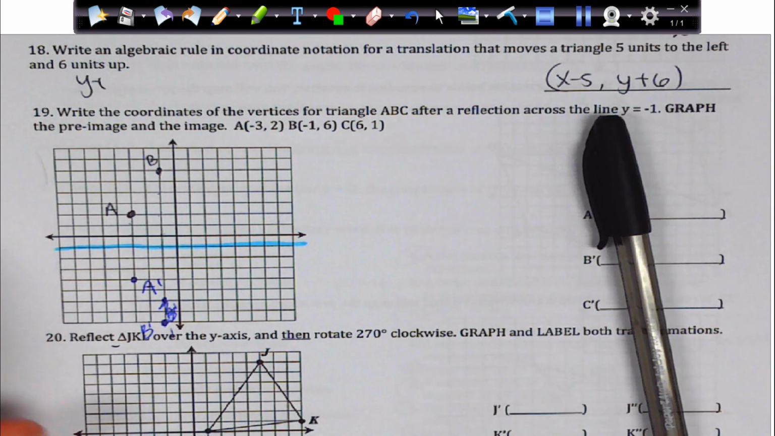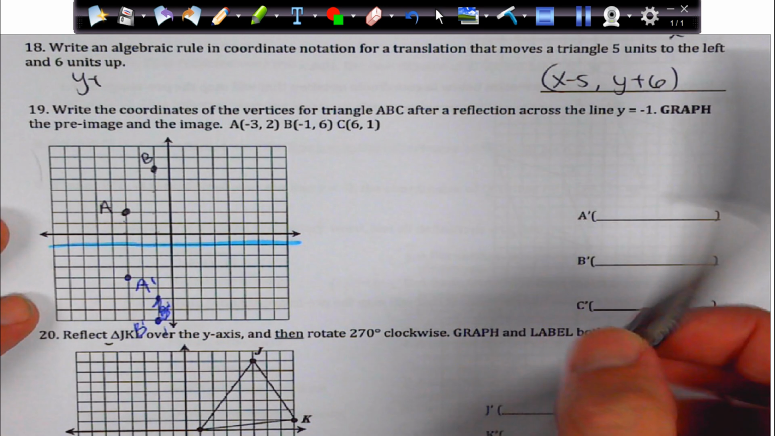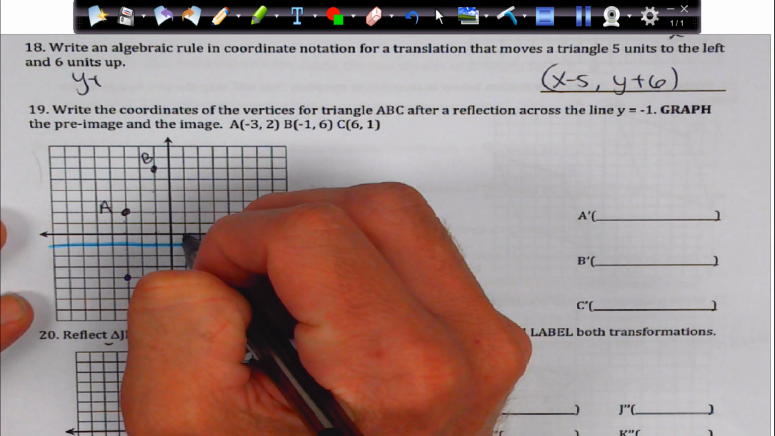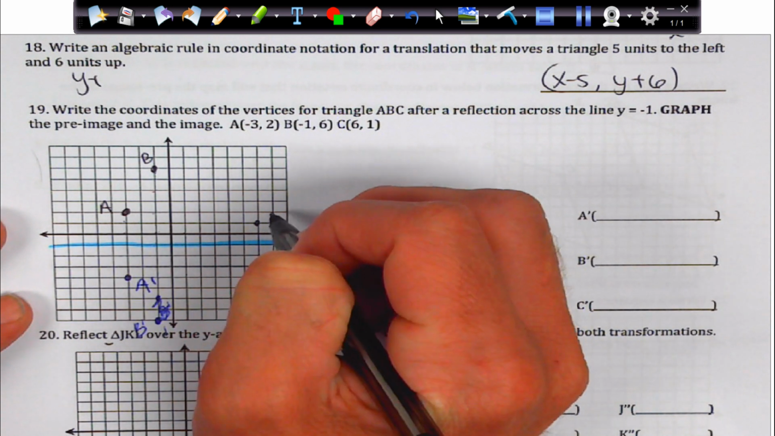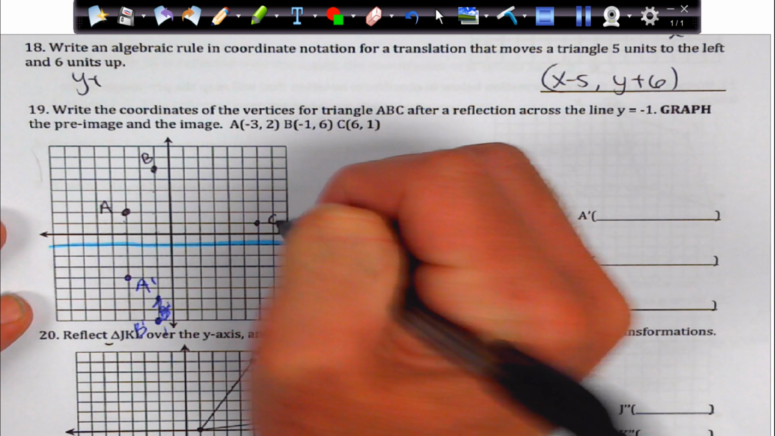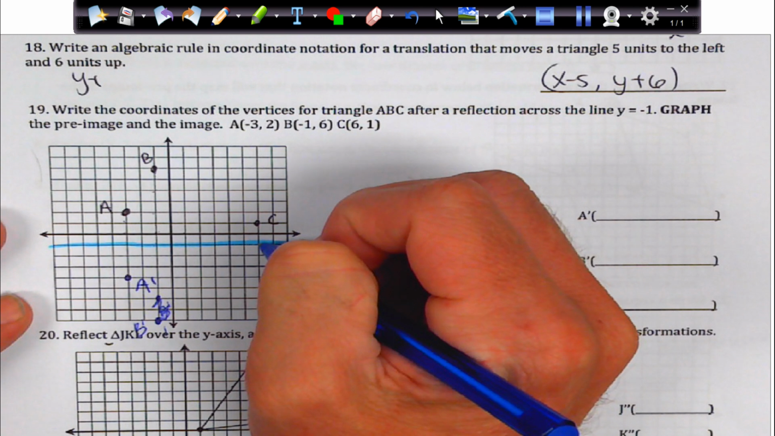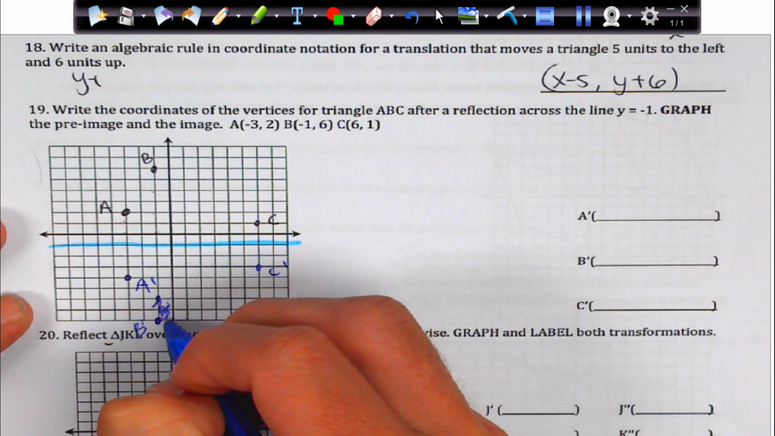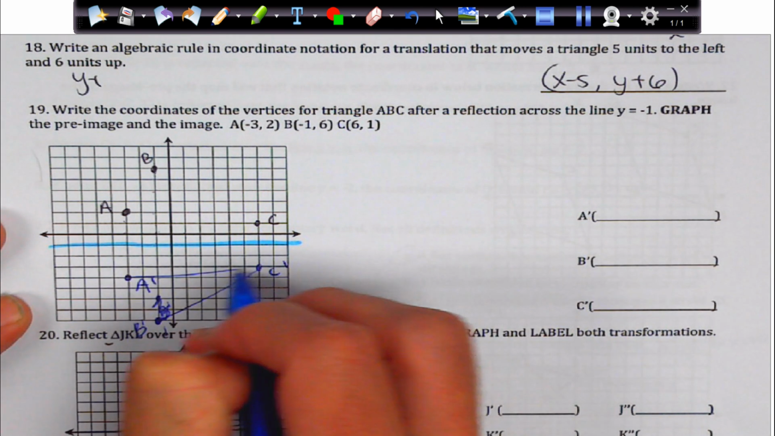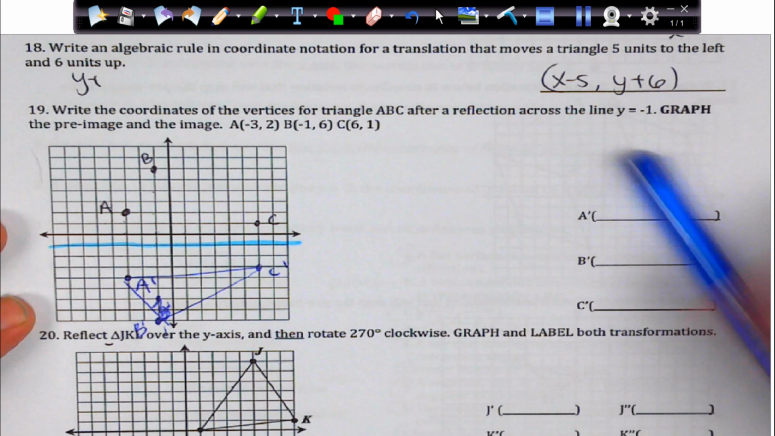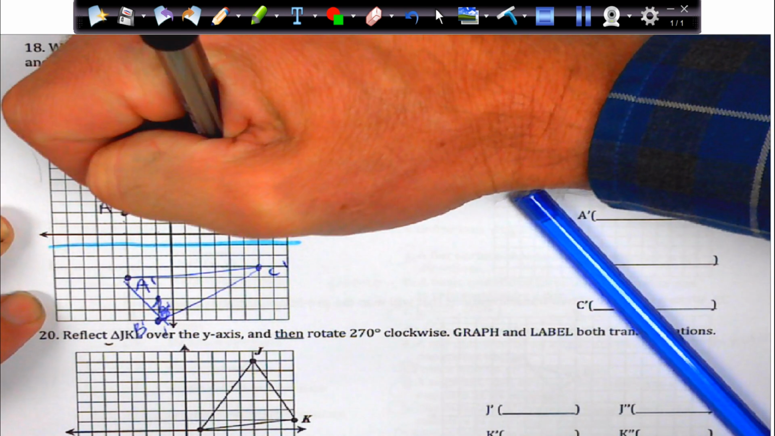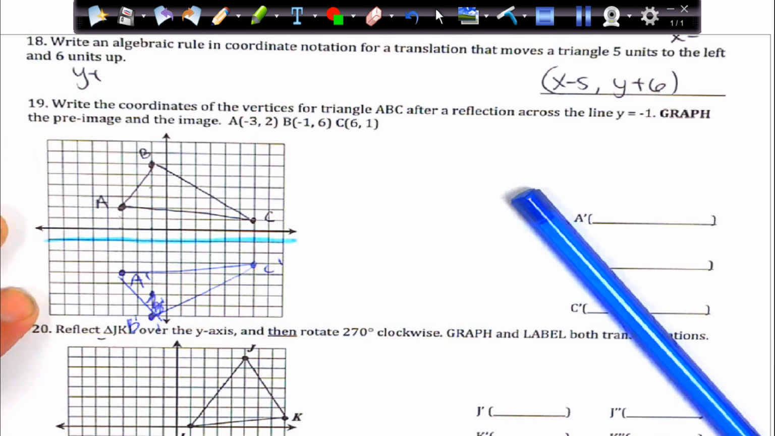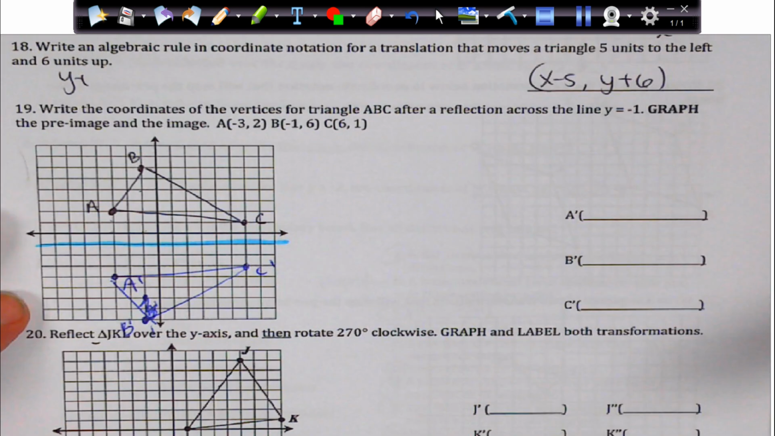And then last but not least, we got C, which is at 6, positive 1, 2, 3, 4, 5, 6, up 1. That's going to be C, and that's 2 away, so we're going to go 2 away. There's C prime. And so we should have a triangle like that. We should have a triangle like that. And it should look congruent. They look like congruent shapes, the same size.